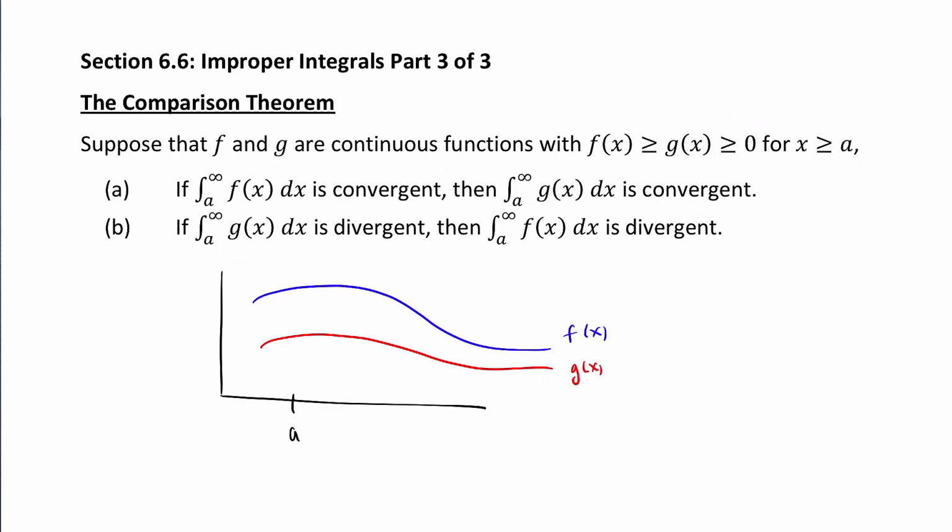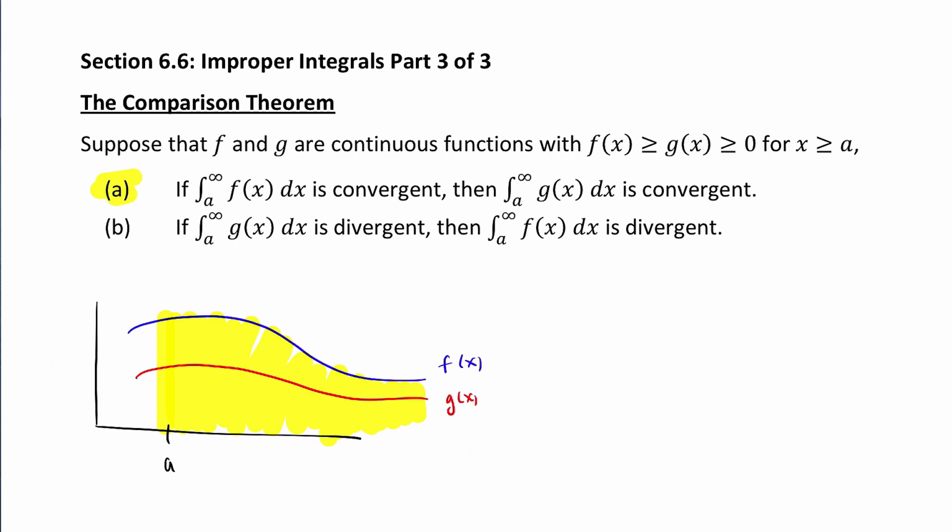In part A, we have that the integral from a to infinity of f of x is convergent. Now, what does that mean? It means that if I find the area from a to infinity under the graph of f of x, then this area is finite. Well, g of x is always less than f of x. Therefore, the area under the curve g of x has to be finite, okay? Using the same idea, I can just move this and put it here. So this corresponds to part A.